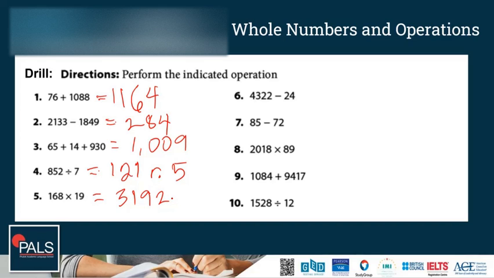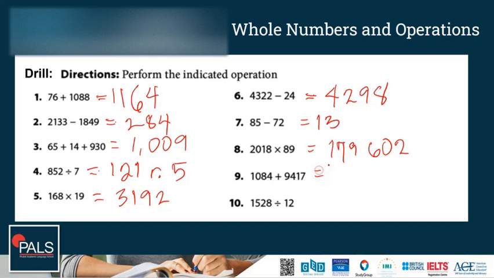Number 6, 4322 minus 24. The answer is 4298. Number 7, 85 minus 72. The answer is 13. Number 8, 2018 times 89. The answer is 179,602.